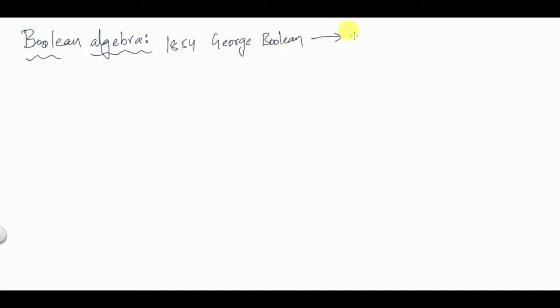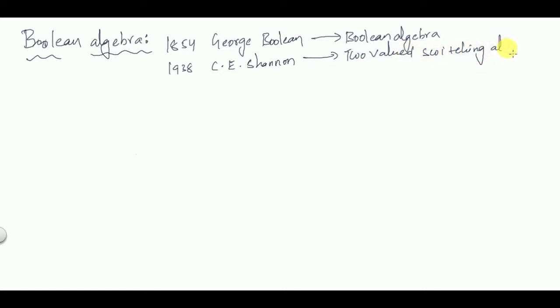Okay, so in 1854, a scientist named George Boole introduced Boolean algebra. Similarly, in 1938, a scientist named C.E. Shannon introduced two-valued switching algebra, which he implemented practically.